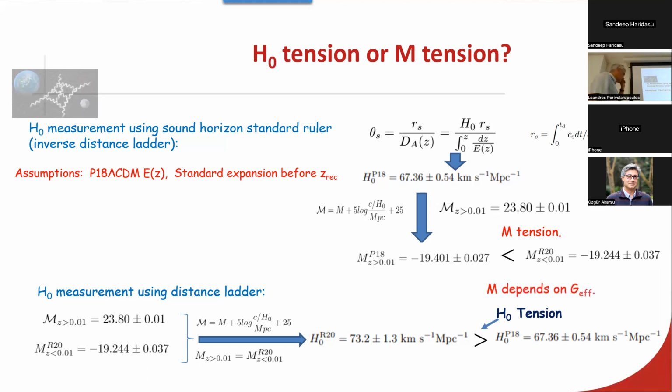But one has to notice here, what kind of physics change would actually make this change at z equal 0.01? The obvious thing to think of is a gravitational transition. Why? Because M depends on the gravitational constant. So there's a hidden assumption here that gravity is the same before and after z equal 0.01. Could this assumption be violated?